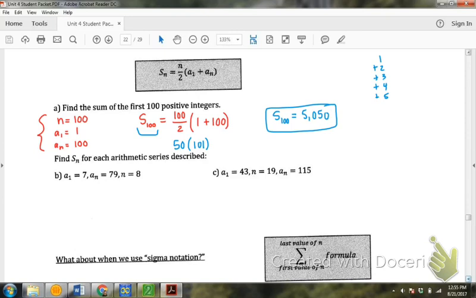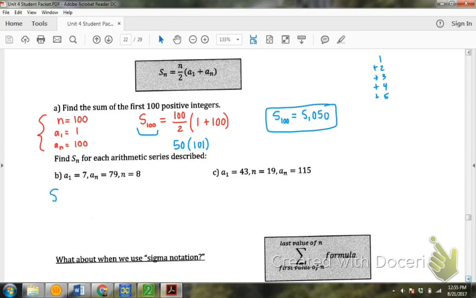Okay, so let's look at example B. They already give you your A1, your AN, and your N, right? So they're telling you there are 8 terms, that's N. There are 8 terms between 7 and 79. We don't know how they calculated the terms. We don't know if they multiplied by 5 to get the next one. We don't know how they got those 8 terms or what those 8 terms are, okay? But it's asking us to find the sum of these 8 terms if the first one is 7 and the last one is 79. So let's go ahead and do this.